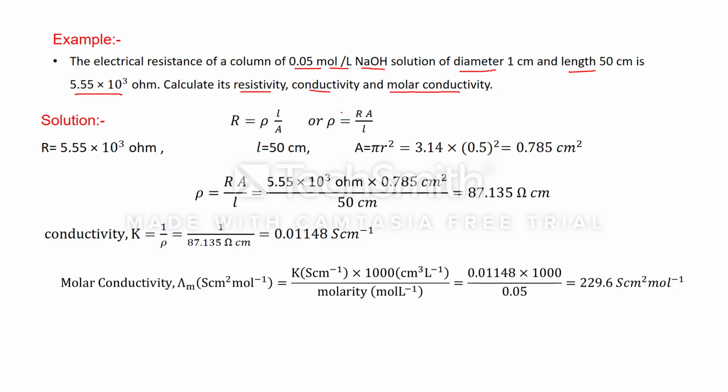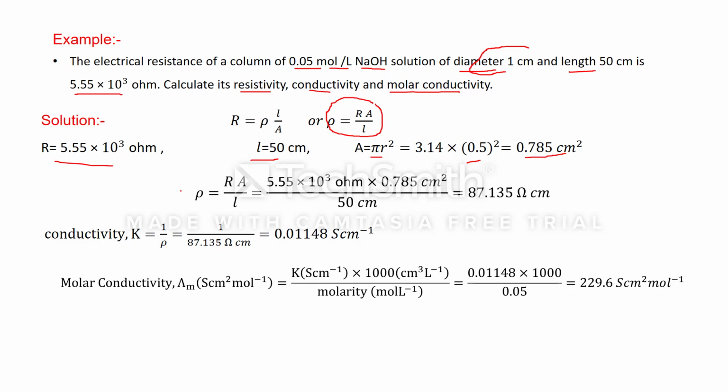First of all, resistivity. This is the formula for resistivity. Rho is equal to RA by L. Now in this question, R is given, clear? L is given, but A, the cross section area, is not given. This can be found by using the formula pi r square. The diameter is given. This is the diameter of the column in which the solution is filled. From this diameter, we can find out the radius and we can find out A, the cross section area.